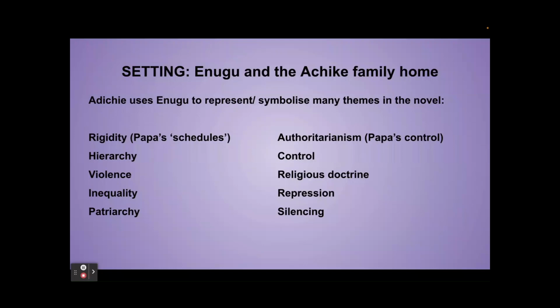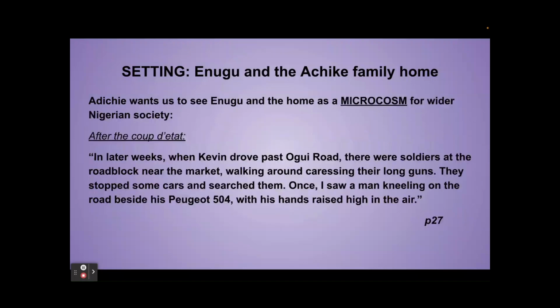And Adichie uses Enugu to represent and symbolize many of the themes in the novel. The rigidity of their life there, set by Papa's schedules, for example. The authoritarianism of Papa is an important theme in the novel, and you see it most when he's at home, of course. Hierarchy, control, violence, religious doctrine, inequality, social inequality, economic inequality, repression, patriarchy, silencing. They're all themes that she explores when the family is in Enugu.